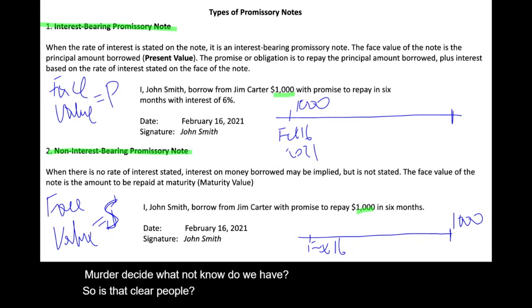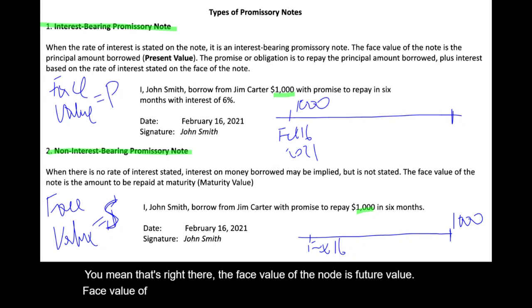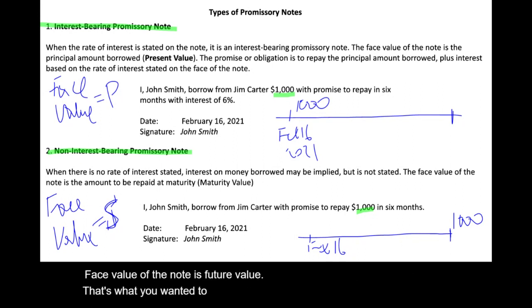Okay, second one, you mean that's right there. The face value of the note is future value. Face value of the note is future value. That's what you wanted to hear? Yeah, okay. So that's the main difference. Let's practice that.